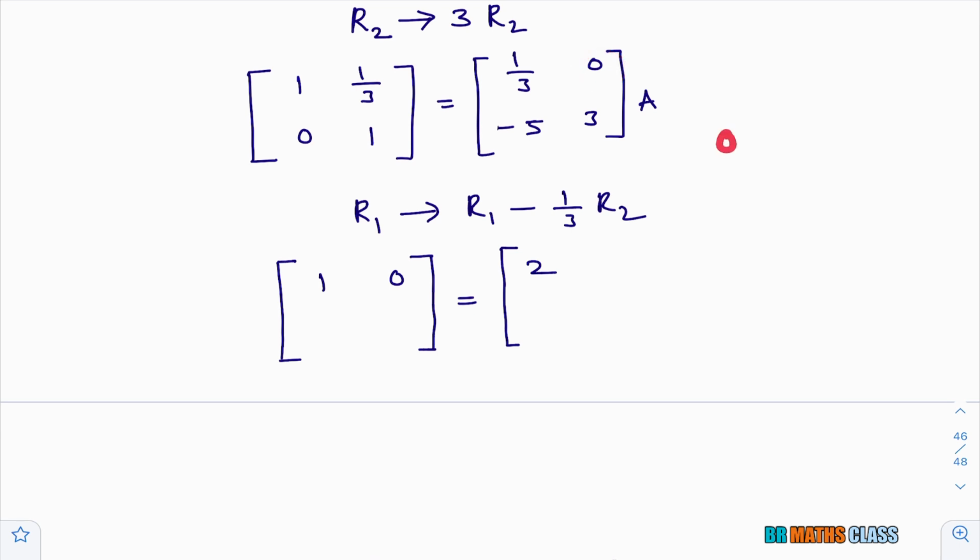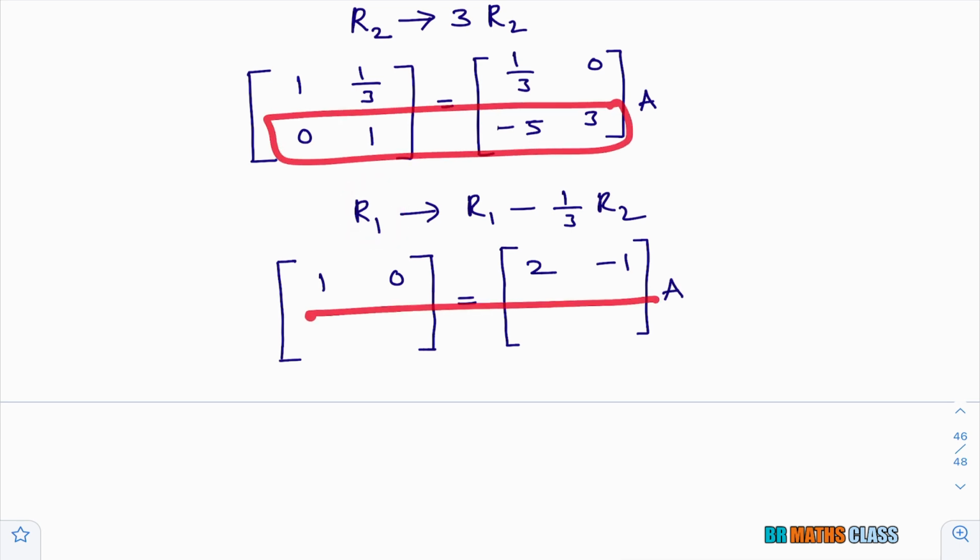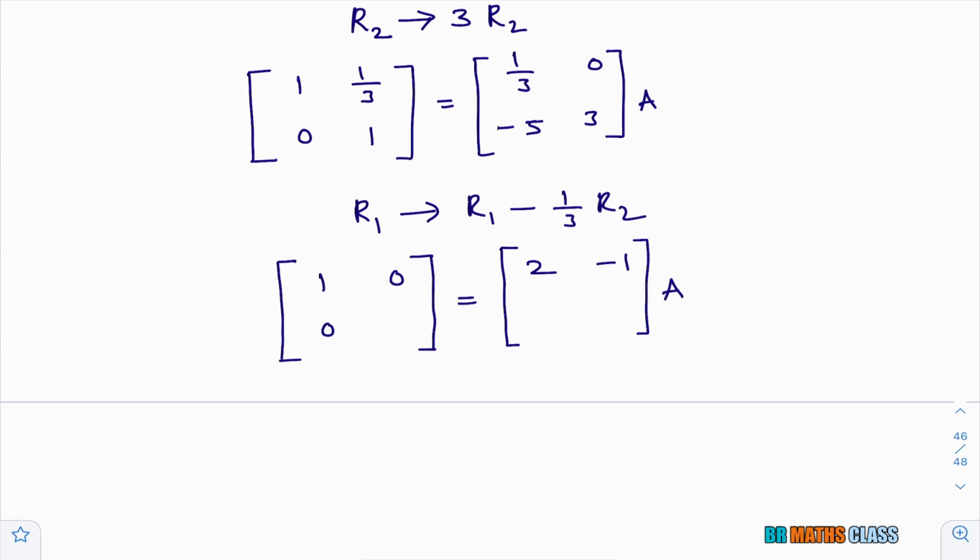R1, that is 0 minus 1 by 3 into R2 is 3. 3 will get cancelled. 0 minus 1 is what? Minus 1. You will get minus 1 into A. No change in R2. So all R2 elements you write as it is here. Okay. 0, 1, minus 5, 3.